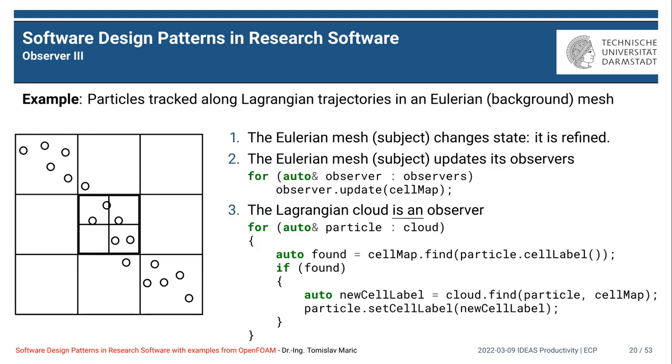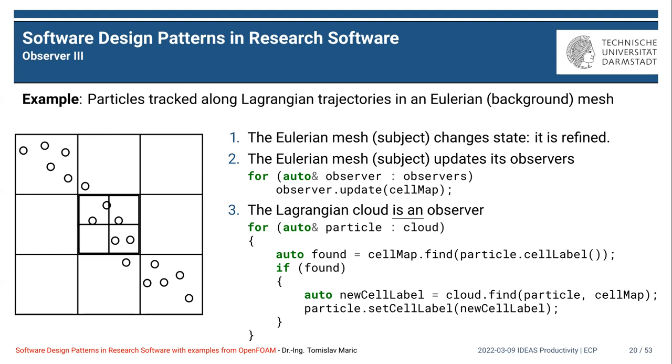So what happens? We refine a cell. The points that were in the cell in the center knew which cell they belong to. But now we split the cell. If we split the cell, we are going to have, first, more cells. Second, the IDs, the labels of those cells are going to change, because we generated new ones. So when the Eulerian mesh is refined, it is going to update its observers. And now we come to this question of arguments. The way this is updated depends on the implementation.